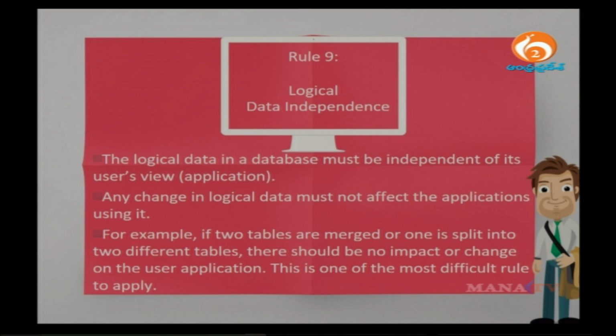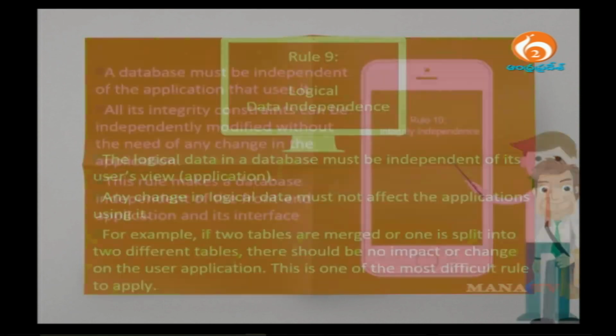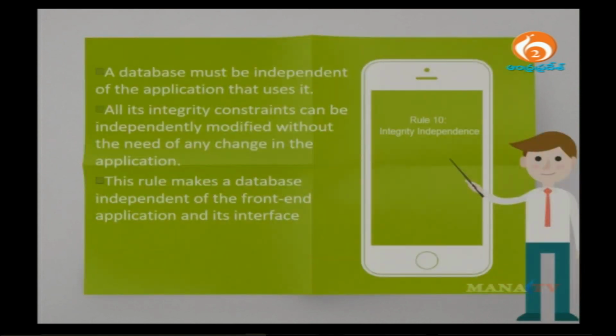Rule number 9 is data independence. All right, hope you finished. Now, let me take you to the next rule, rule number 10. So, what does rule number 10 tell you? Rule number 10 tells you that a database must be independent of the application that is using it, which I have already discussed.